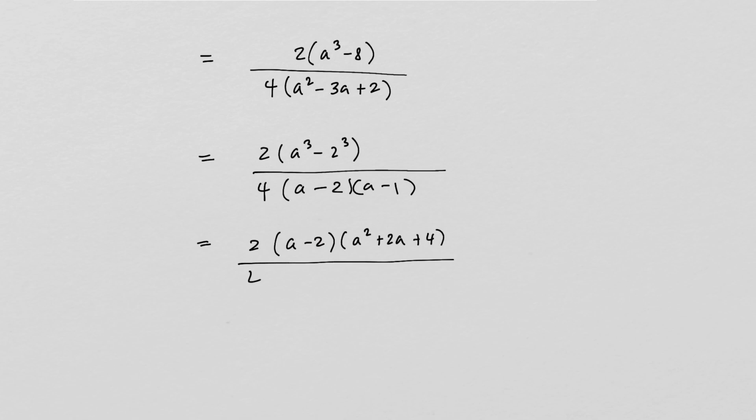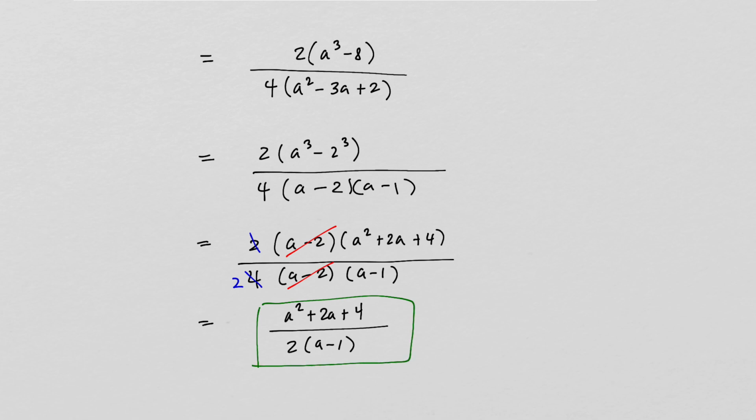And in the denominator, same thing. And then we can cancel a minus 2 and a minus 2. And also, 2 goes into 4 2 times. So our final answer here is a squared plus 2a plus 4 on top, and 2 times a minus 1 in the denominator. And again, if we wanted to talk about restrictions, a cannot be equal to positive 2 or positive 1, because when I go back here, I can see I cannot plug in those numbers.